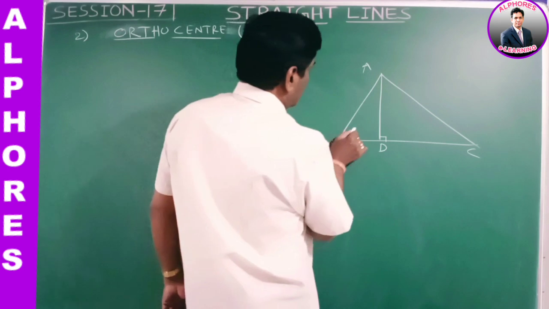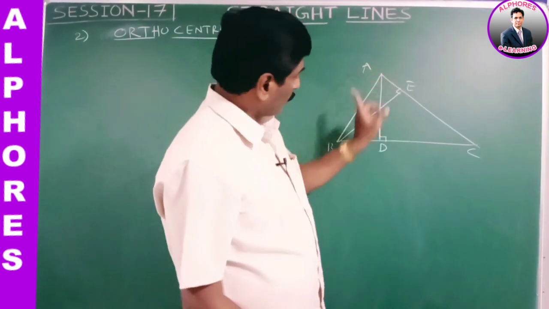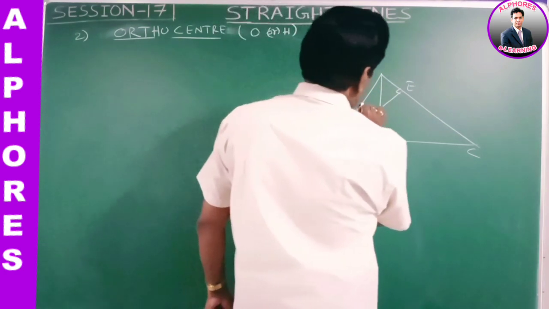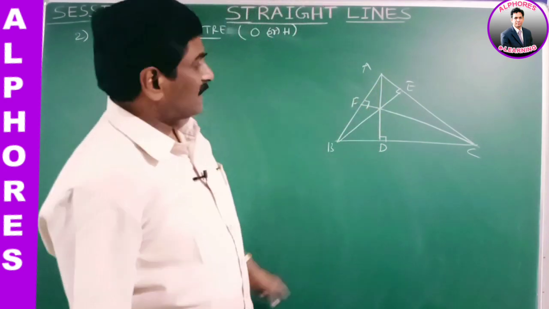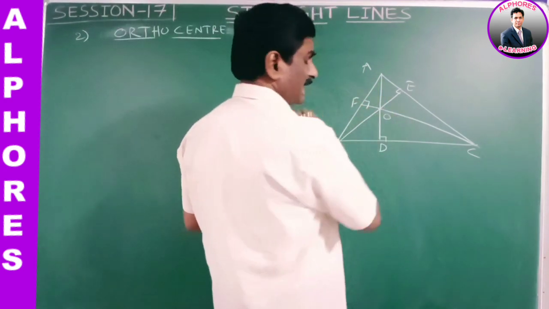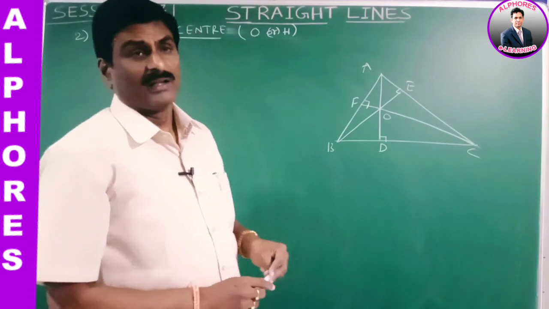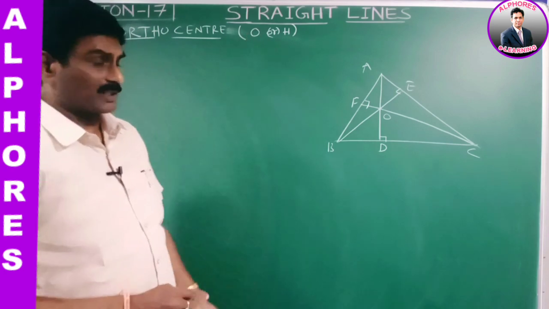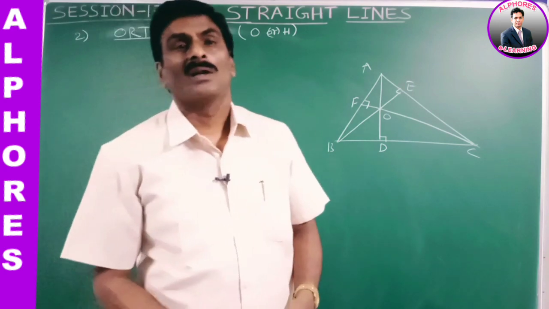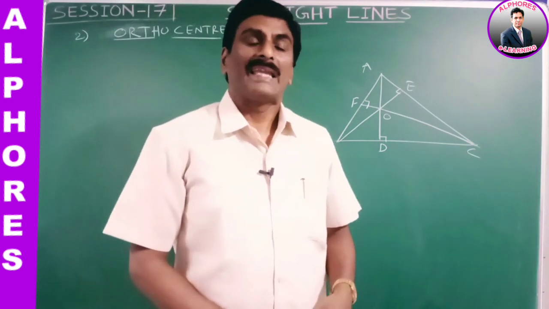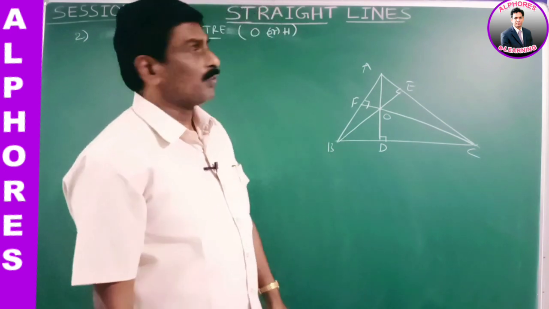Similarly, BE is perpendicular to AC. This BE is the altitude through B. Similarly, CF is the perpendicular through C. All of these are concurrent. This point of concurrency is said to be the orthocenter. Simply, the orthocenter is the point of concurrency of altitudes in a triangle. It can be denoted by O or H.